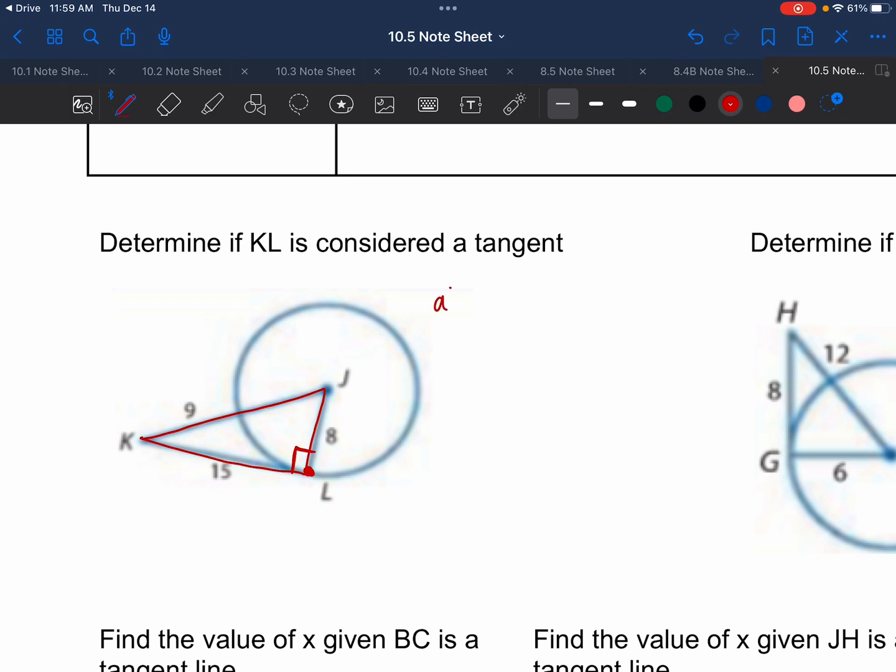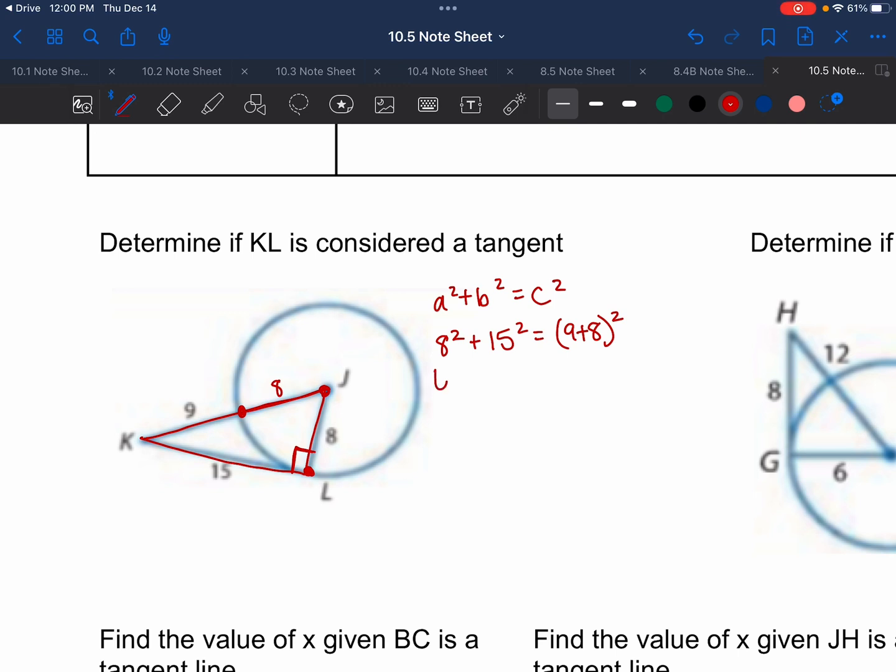All right, we're going to use a squared plus b squared equals c squared. A would be one of the legs, so let's do 8 squared plus the other leg, 15 squared equals, and then we don't have the entire hypotenuse written. The part we're missing is from here to the center, which is a radius, so 8. So our hypotenuse is 9 plus 8 and quantity squared.